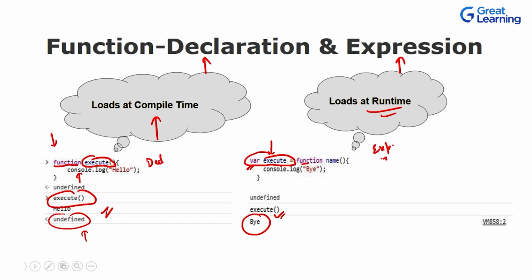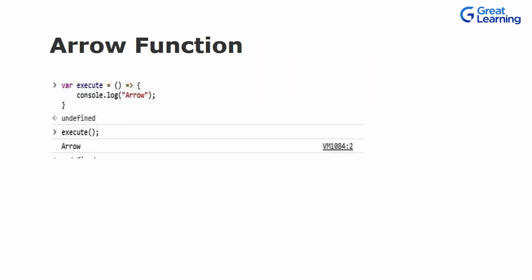Now, there is one more way, which is obviously related to function expression, but in this you don't have to bind your objects or anything like that. This is a shorter way of removing that overhead of binding your objects, and it is known as the arrow function.